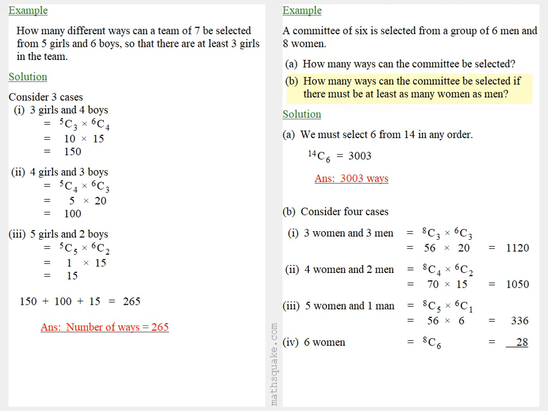Now we can add up the 4 answers. 1120 plus 1050 plus 336 plus 28 is 2534. And so there are 2534 ways that the 6 people could be selected.